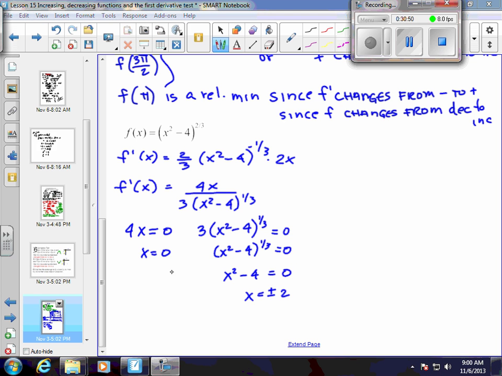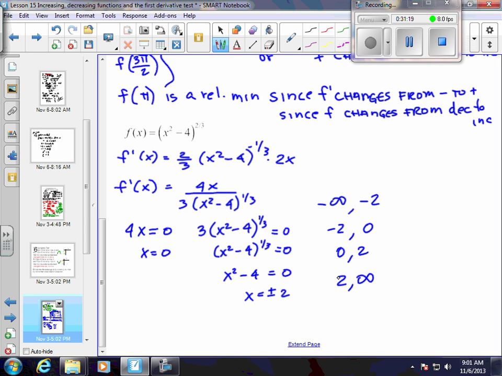So once we find the critical numbers to be 0 and plus or minus 2 by setting the derivative equal to 0, the numerator, and the denominator to see where it's undefined, we then use the domain of the function, which is negative infinity to positive infinity, to break up into intervals. From negative infinity to the smallest critical number, from that critical number to the next, from that one to the next, and from that one to positive infinity.